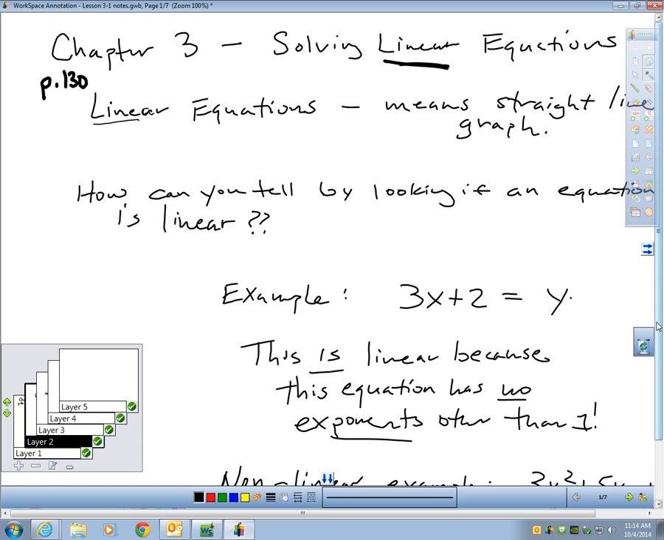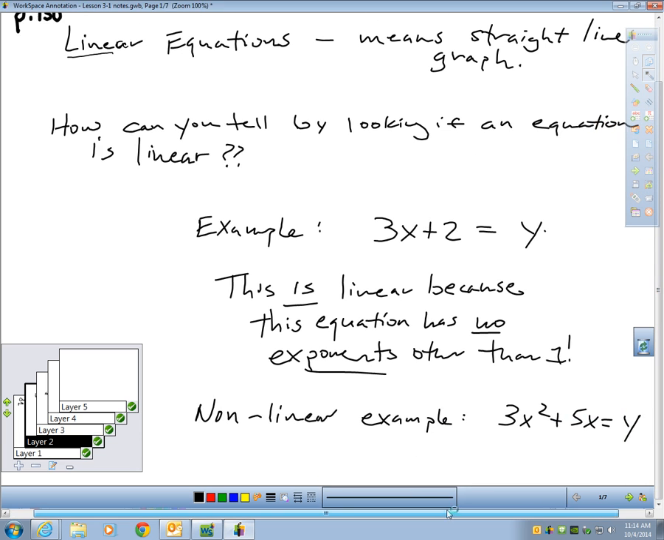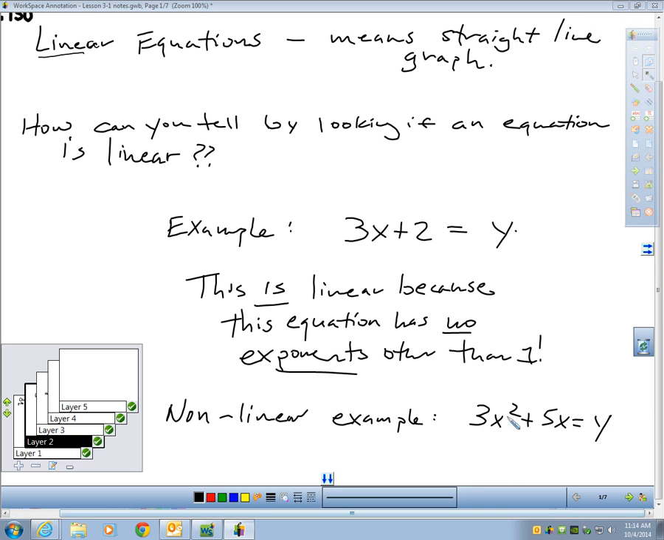Here would be an example of an equation that's not linear: 3x squared plus 5x equals y. This has a squared term in it, so it's not linear. This graph would not be a straight line. It's going to have a curve to it. We'll get to these kinds of equations later on in the course, more like in Chapter 9. So we'll get to this type of stuff probably around April.